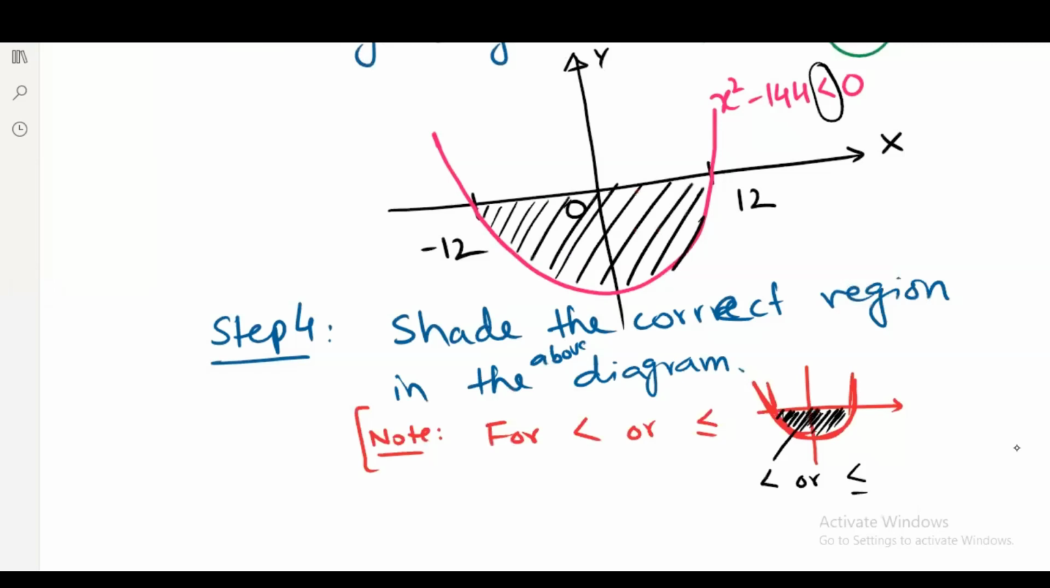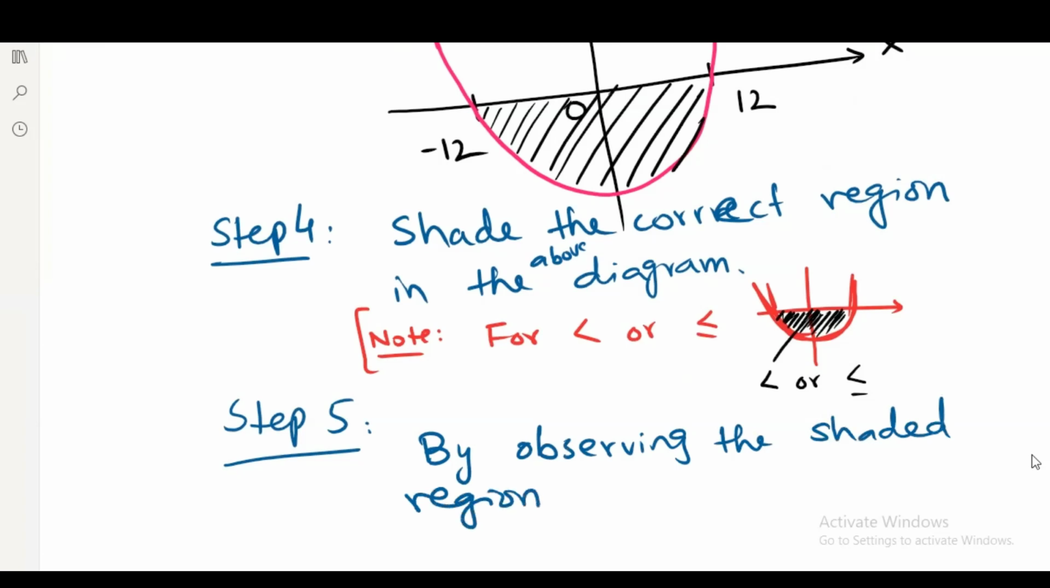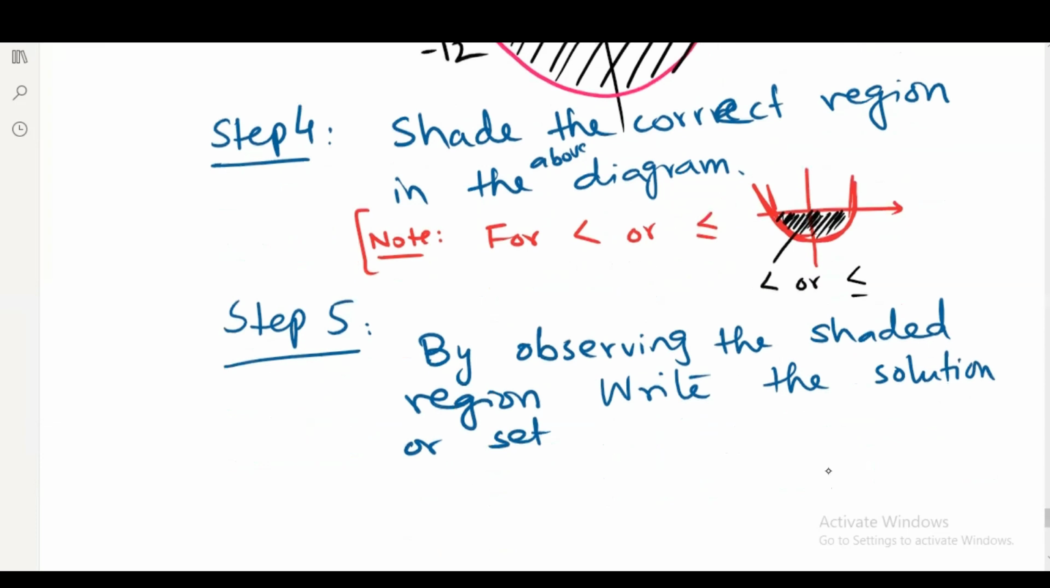Now step number 5: by observing the shaded region, write the solution, or set of values, for x squared minus 144 less than 0.